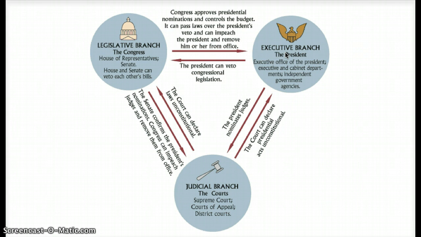The president nominates judges, which make up the judicial branch. The judicial branch can declare the president's acts unconstitutional, so there's checks and balances here. The judicial branch can declare laws unconstitutional, and the legislative branch makes the laws, and the Senate confirms the president's nominations of judges, so there's a checks and balances there.